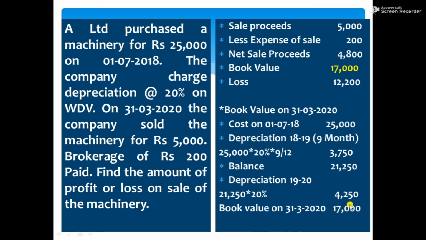You compare that 17,000 with the net sale proceeds. Your net sale proceeds is 4,800. So 4,800 compared with the 17,000. The net sale proceeds is less than the book value, and therefore the transaction resulted in a loss of rupees 12,200. We will see what is the journal entry for loss.